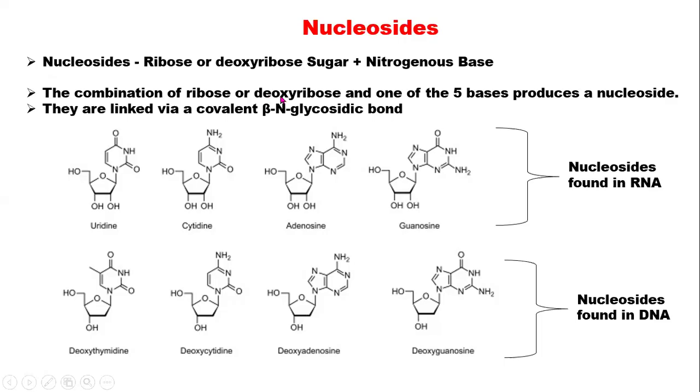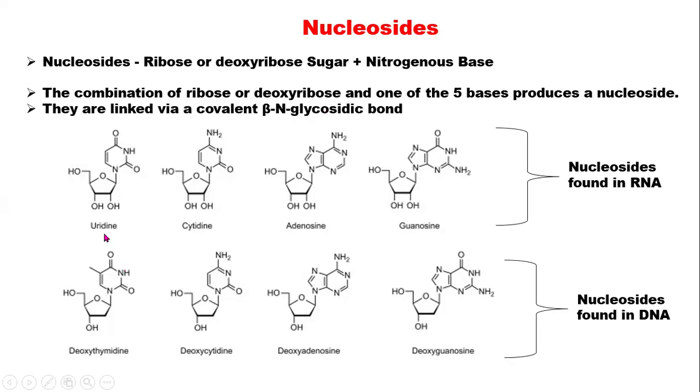The combination of ribose or deoxyribose and one of the 5 bases produces a nucleoside. They are linked via a covalent beta-N glycosidic bond. Take note, this is the type of bond that exists between them. They are linked via a covalent beta-N glycosidic bond.